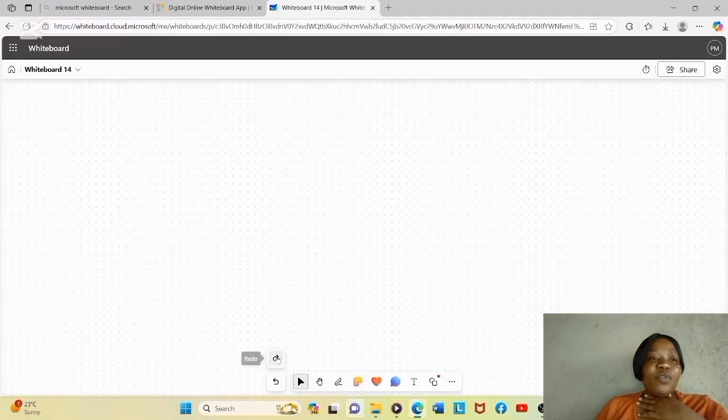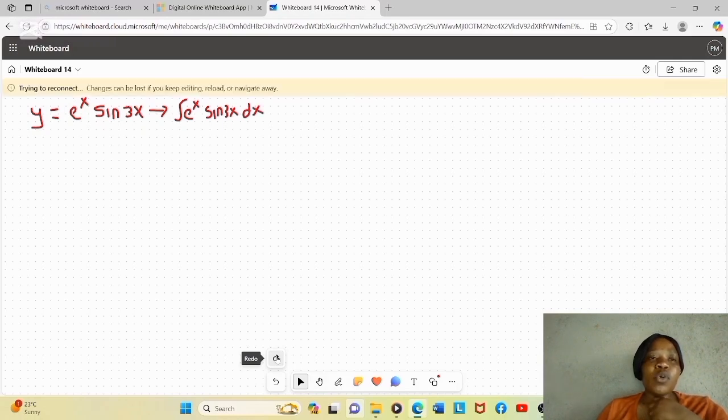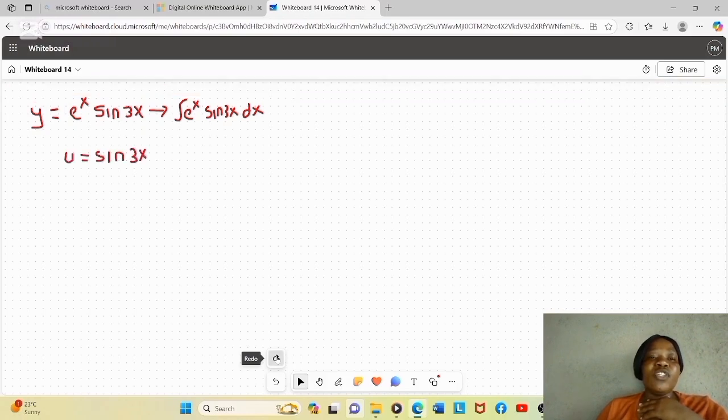Our next example, we have y equals e to the power x sin 3x. Then we include the integral sign. We have the integral of e to the power x sin 3x with respect to x. Then from here we use the LIATE method, so T comes before E. Then our u will be equal to sin 3x and dv will be equal to e to the power x.